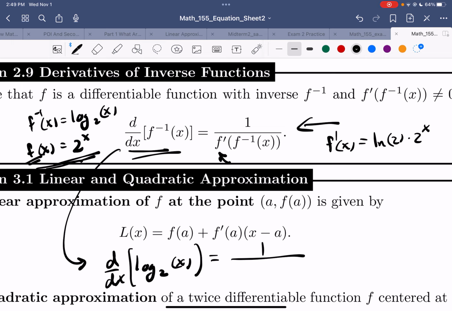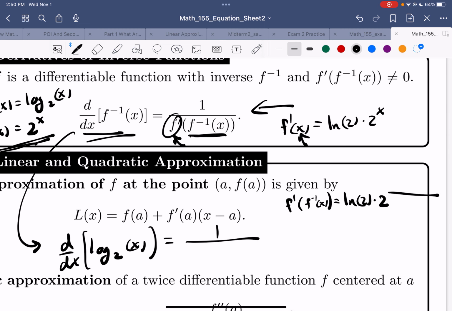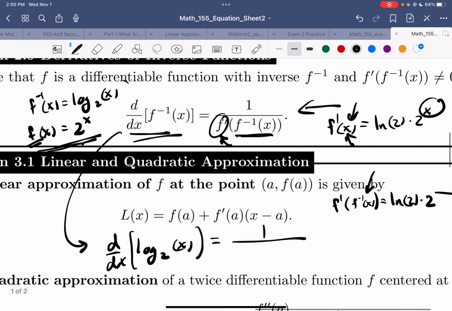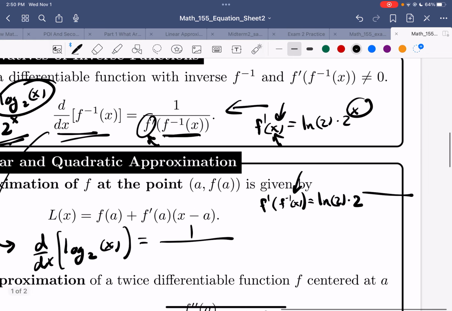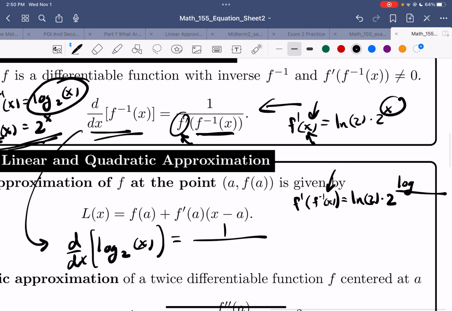Fine. But I don't want f prime of x. I want f prime of f inverse of x. So let's just take a moment and figure out f prime of f inverse of x. Well, f prime, that's natural log of 2 times 2 to the, and it used to be x, but it's not x anymore. It's now f inverse of x. F inverse of x is this monstrosity. So I do log base 2 of x. That was f inverse of x.